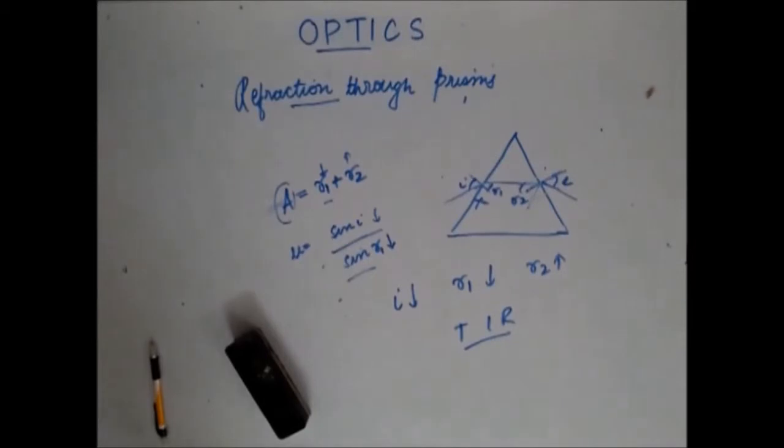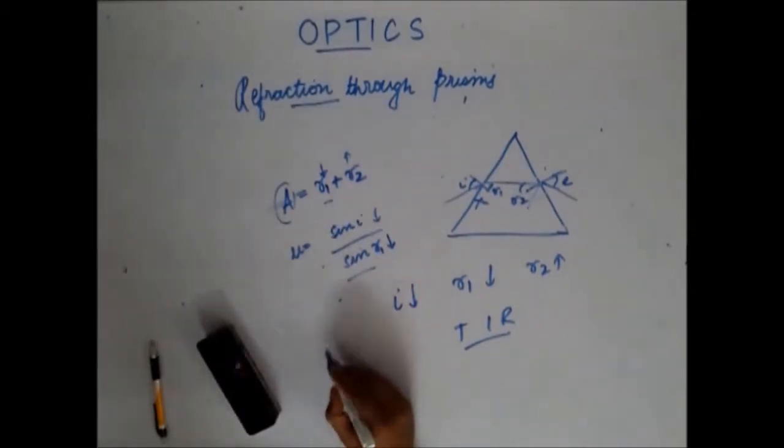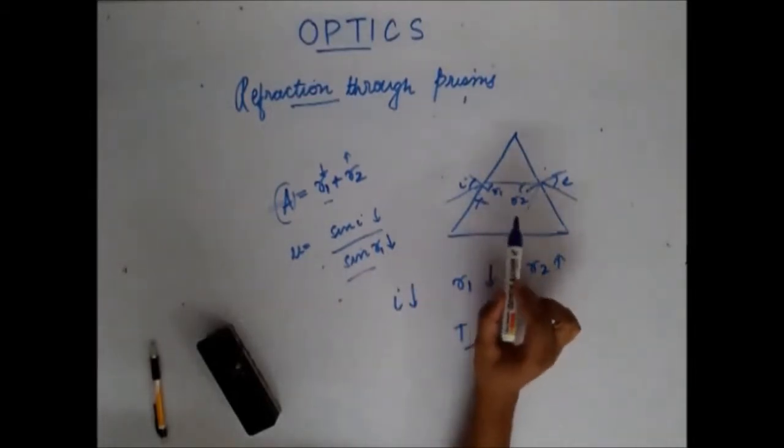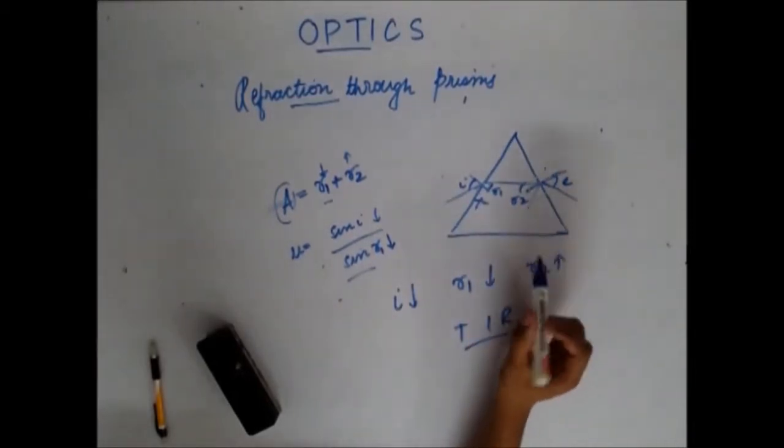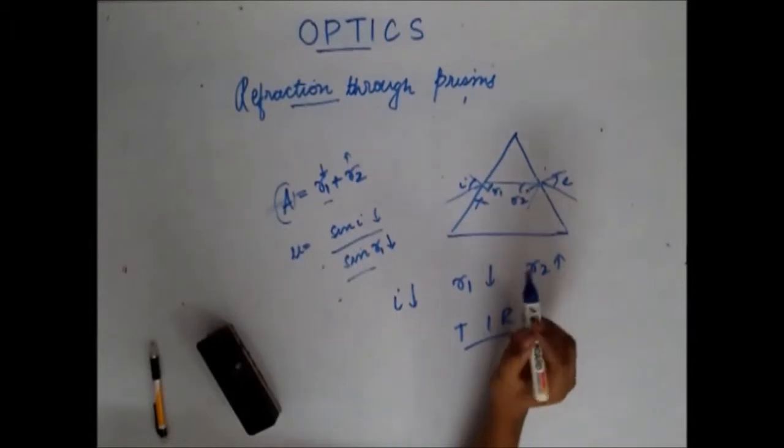So if I give you an assertion-reasoning question or a true-false question which says that the condition for total internal reflection is that I should increase the angle of incidence, is this true or false? My question, again I repeat, is that the condition for total internal reflection is that I should keep on increasing the angle of incidence. The answer to this is false. This is not always true.